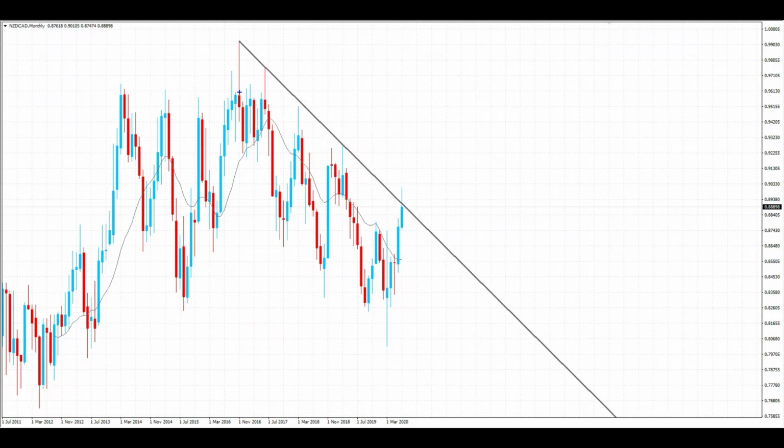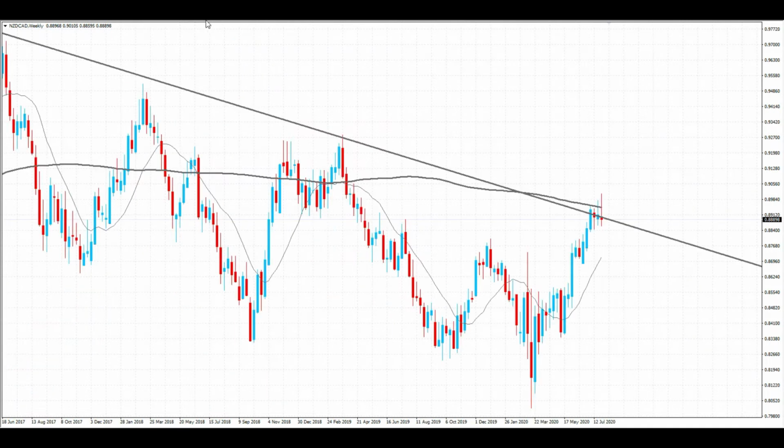Price is getting rejected from this trend line. You can see you have 1, 2, 3, and now possibly a fourth, and a continuation back to the downside if that trend line is respected. So if we jump to the weekly chart, you can see that we're at a good place in the market where potential reversal is possible.